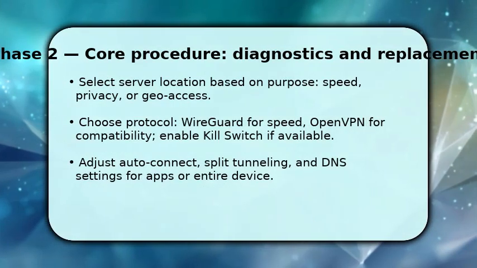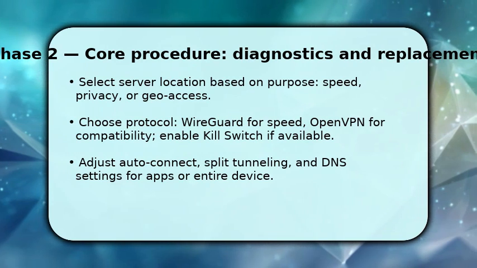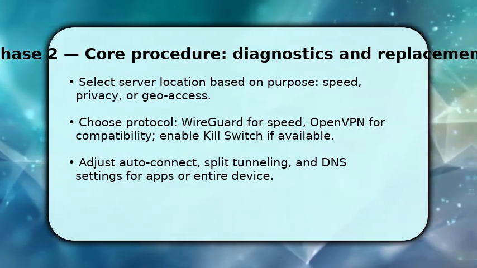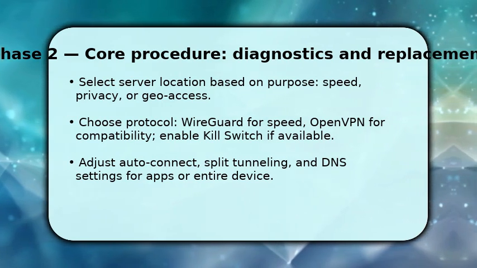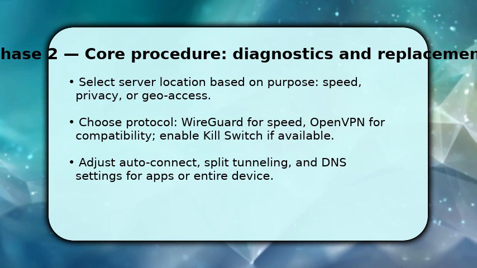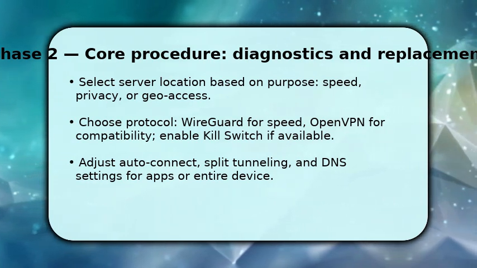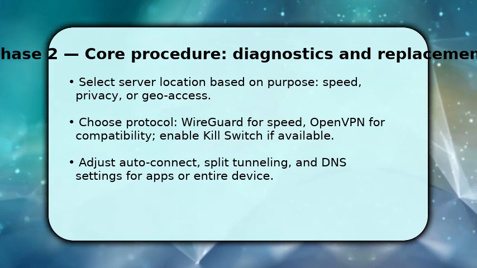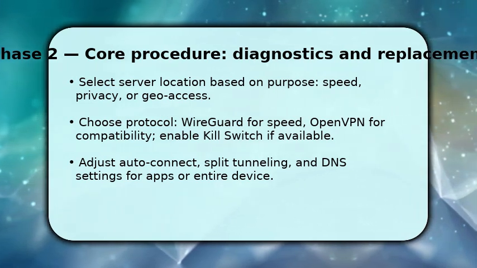You now configure the connection. First, pick a server location, choose the nearest for speed or a specific country for content access. The why is latency versus unblocking. Then select a protocol. WireGuard gives faster throughput. OpenVPN is broadly compatible. If privacy matters, enable the kill switch so traffic stops if the VPN drops.